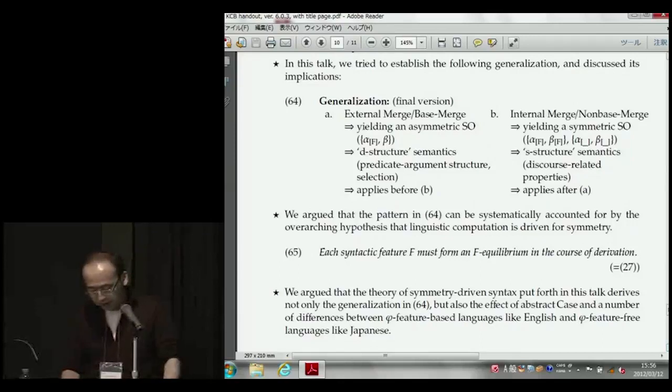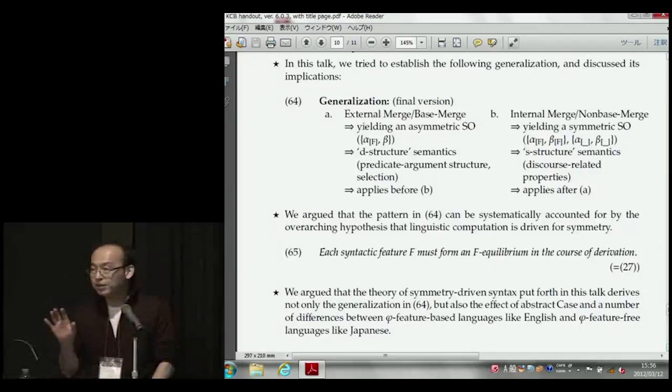We argue that the theory put forth in this talk derives not only the generalization in 64, but also the effect of abstract case and a number of differences between phi-feature-based languages like English and phi-feature-free languages like Japanese. Although a number of important implications of the proposal remain to be discussed, we hope that the analysis presented in this talk sheds some light on the nature of structure generation and the syntax-semantic interface of human language.